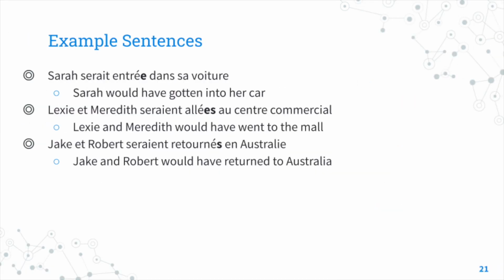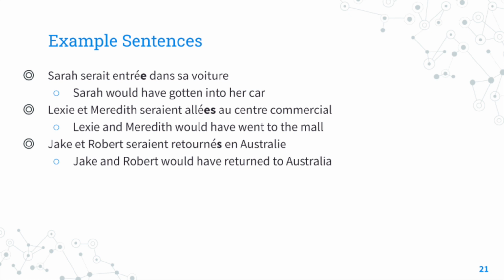Here are a couple of example sentences with conditionnel passé. Sarah serait entrée dans sa voiture. Sarah would have gotten into her car. In this case, we had an e at the end of entrée because the sujet is feminine. Lexi et Meredith seraient allées au centre commercial. Lexi and Meredith would have gone to the mall. In this case, we had an es at the end since the sujet is feminine and plural.